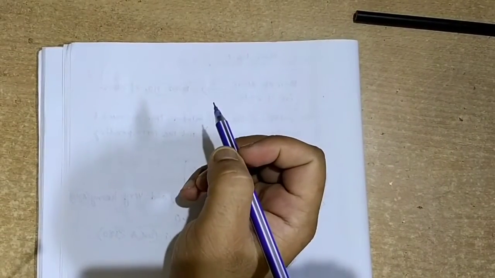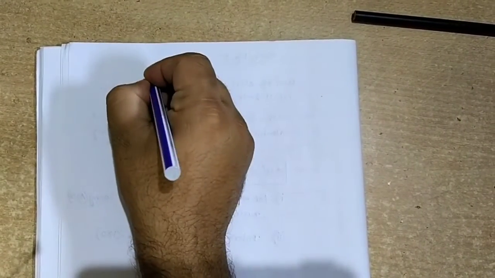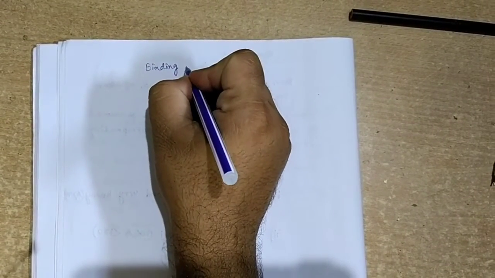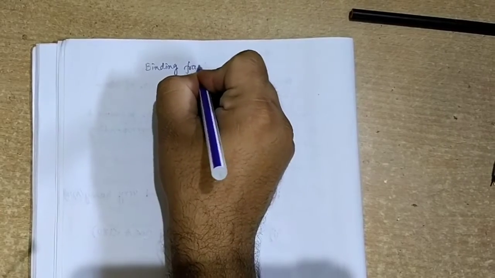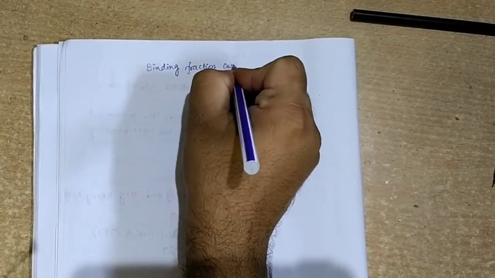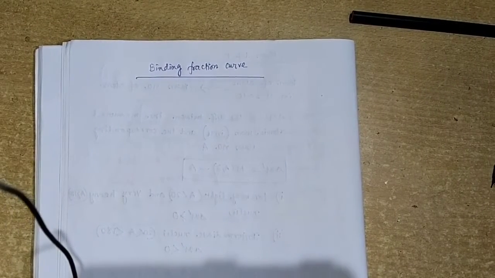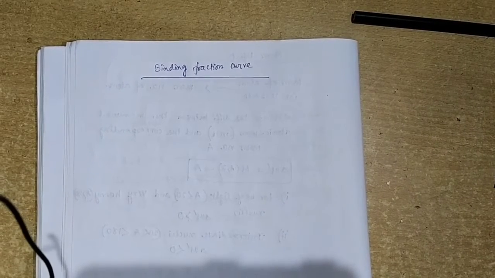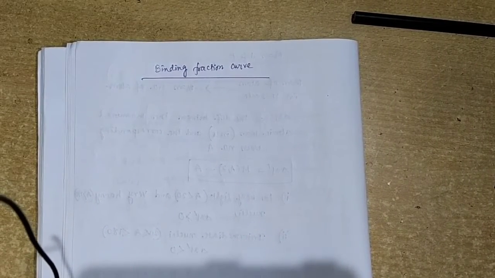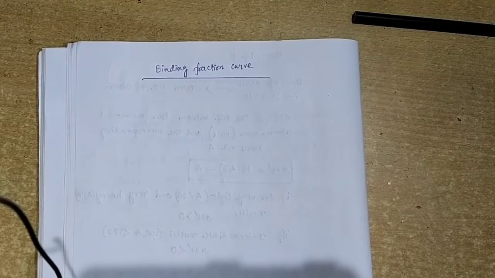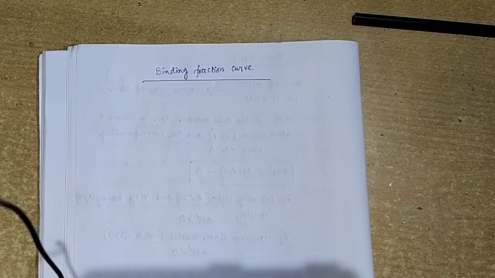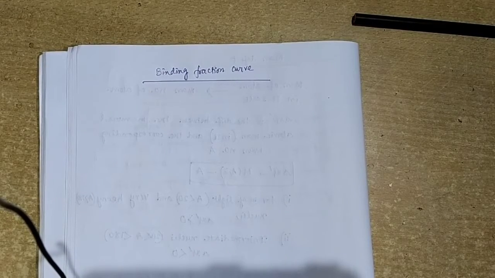Hello, today we discuss the binding energy or binding fraction curve. In your previous class, we discussed the binding energy of a nucleus with Z protons and a mass number A.